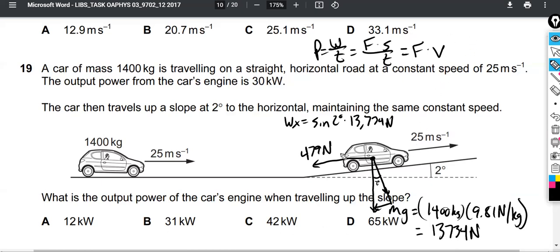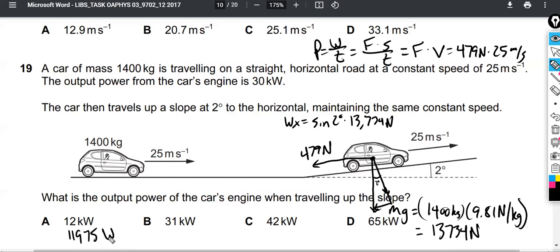And so we already had 30 kilowatts in this situation, remember that. And now to move at 25 meters per second with this much extra force, we need to provide 479 newtons of extra force to overcome the component of weight that's acting down the slope. We're going to make these substitutions, 479 newtons times 25 meters per second. That should be close to 12,000. My hypothesis is correct, and it's 11,975.